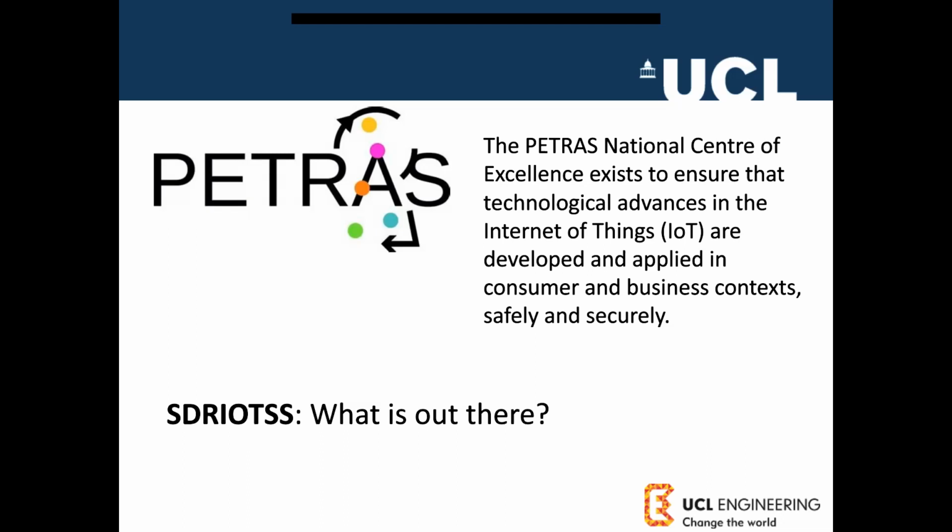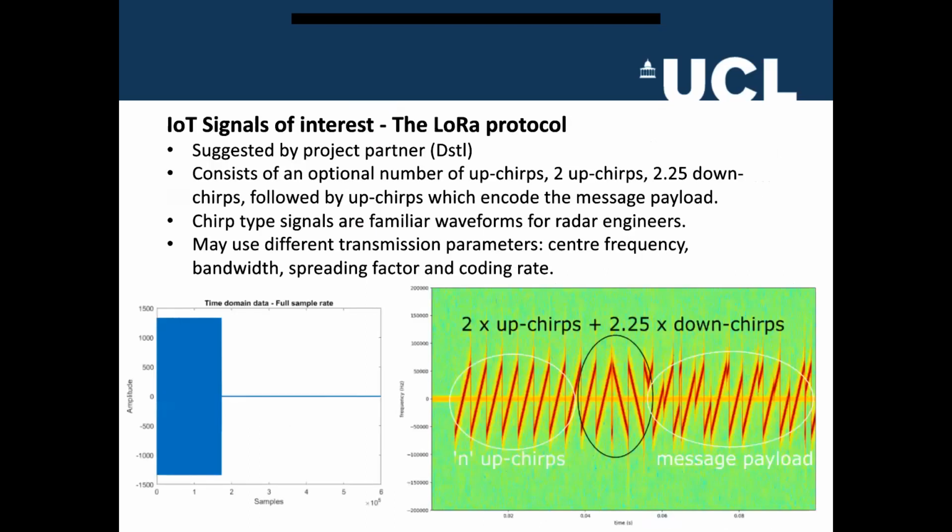And so our project was to take the Arista platform, which we've talked about before, a hardware platform that we have, and use it to sense what IoT devices are in a given environment. Now, IoT covers a whole range of different communications protocols, but based on the advice of our project partner, which was DSTL, we focused on just the LoRa protocol.